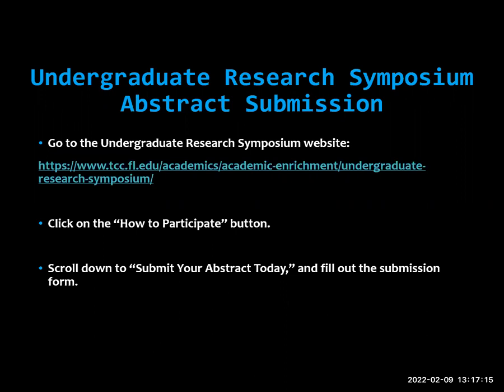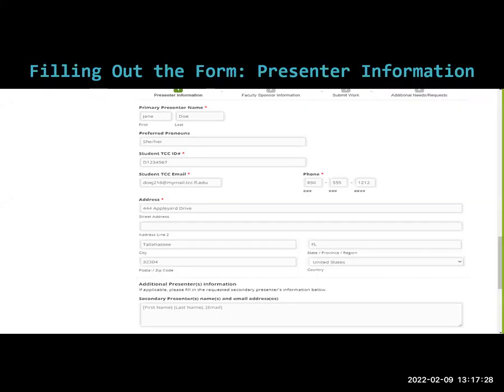Once there, click on how to participate, and then scroll down to the bottom of the page, and you will see the submit your abstract today information form to get started. Okay, so once you get to the form, there are 4 parts. You'll see presenter information, faculty sponsor information, submit work, additional needs and requests. We are going to go over each page and a few of the things on each page so that you have the information you need when you sit down to fill out the form.